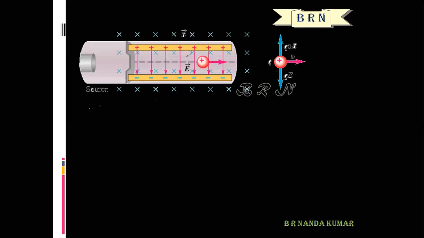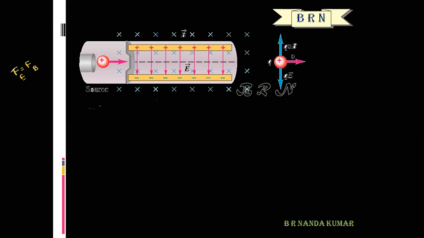These are the two charged metallic sheets. The upper one is positively charged, the lower one is negatively charged, and there is a uniform electric field set up in between the two plates. But here the magnitude of the force acting on the charged particle, Fe, is exactly equal to the magnitude of force acting on the charged particle due to the magnetic field.